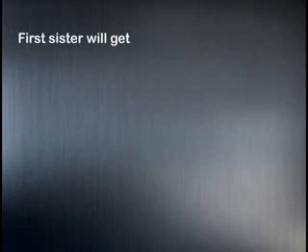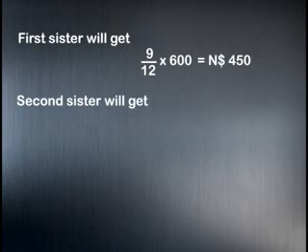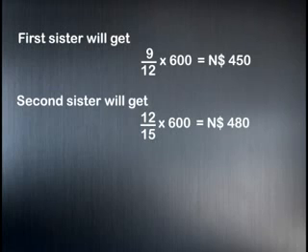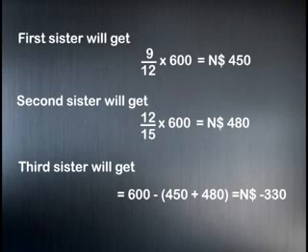Okay, I'm done, Miss Thompson. Okay, now explain to me what you did. I took 9 divided by 12 and multiplied it by 600. That will give me the amount of the first sister. Then I took 12 divided by 15 multiplied by 600, and that is the amount of the second sister. To find the amount of the third sister, I just added the amounts of the first 2 sisters and subtracted it from 600.